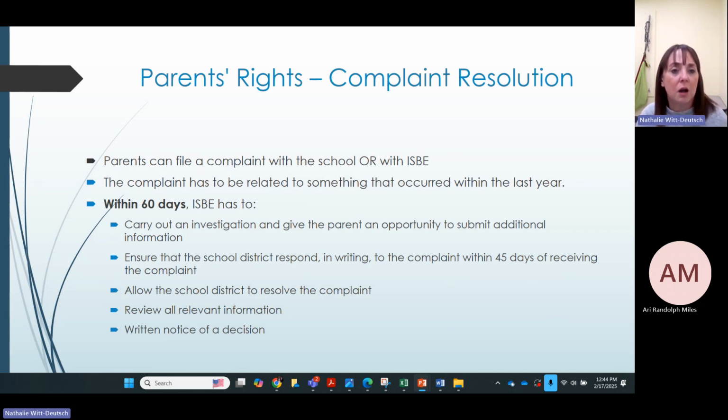They will also allow the school district to resolve the complaint, hopefully through just having meetings with you to discuss what the issue is, seeing if you guys can come to an agreement without having to pursue something further. They'll also review all the relevant information, and then they will provide a written notice of a decision of your complaint.